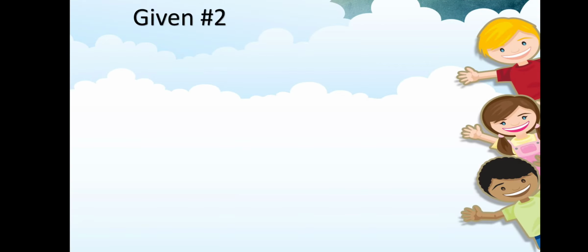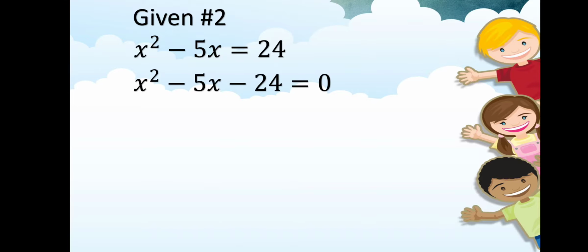We can now proceed with number 2. X squared minus 5x is equal to 24. Remember that the equation must be in standard form. This time, it is not in standard form. So, let's transpose 24 to the other side to make it in standard form. That would be x squared minus 5x minus 24 is equal to 0. So, from positive 24, it will become negative 24.